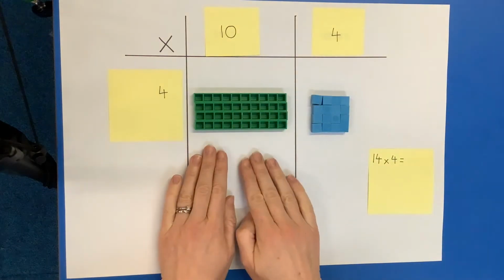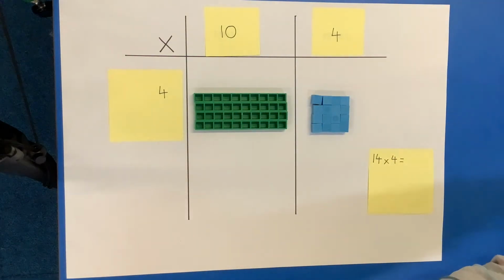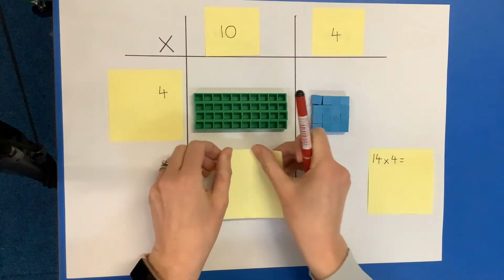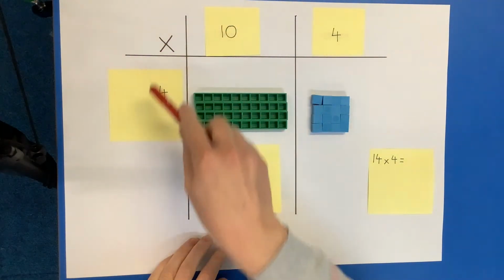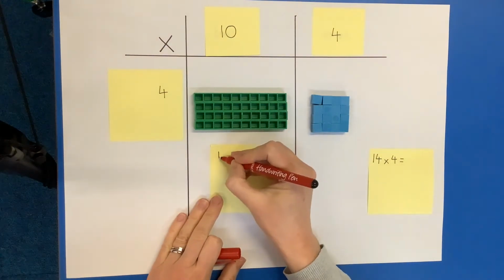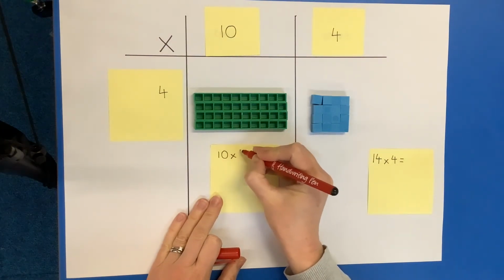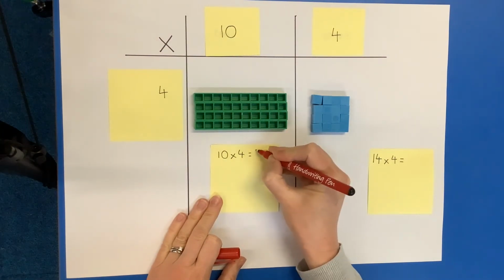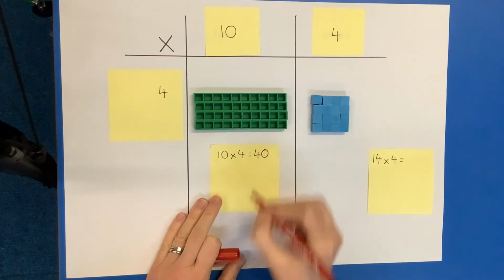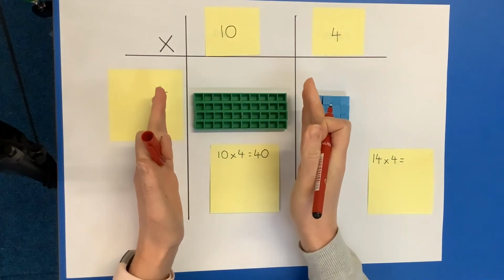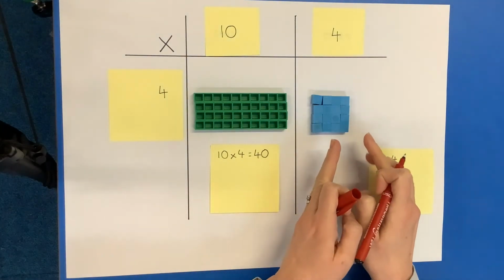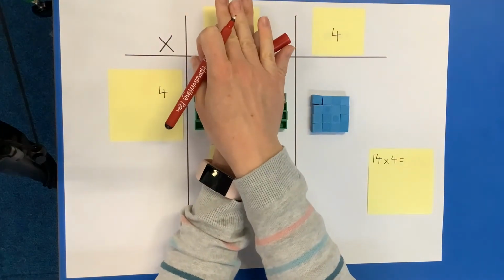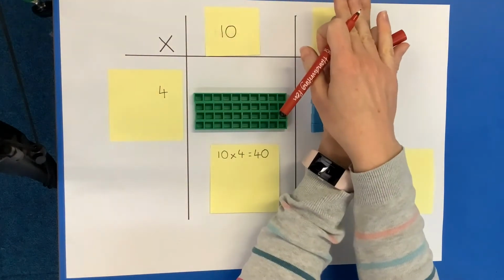So we've created in here 10 lots of 4. 10 times 4. So 10 times 4, we know that, it's super easy, it is 40. So we've answered the first part of the question. 10 times 4 is 40. Now, we're ignoring the 10s, we're pretending those don't exist, and we're moving on to the 1s.